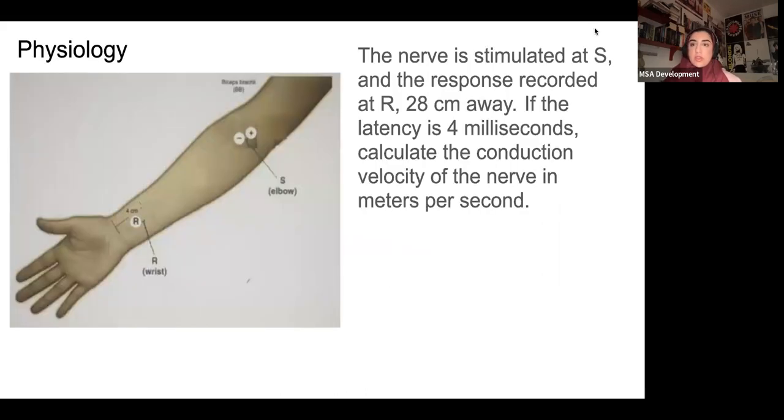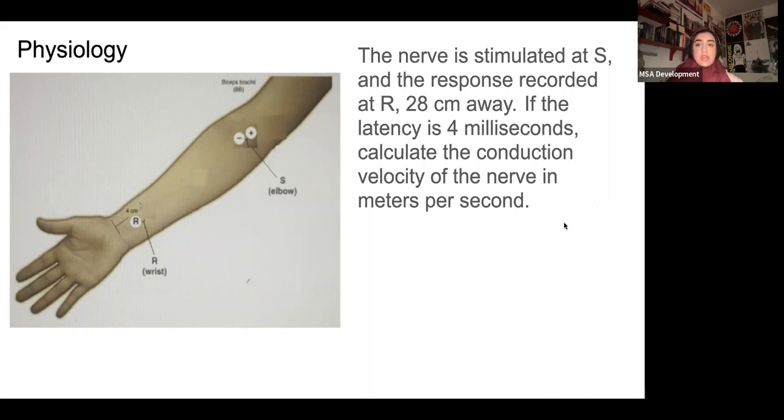Okay. So the first question over here is a physiology question. While a lot of people forget that physiology is actually an important aspect of the exam, it's not as many questions, but it will come up. Over here we have a diagram, and we can see two things on the arm. We'll say that this is about nerve stimulation. The nerve is stimulated at point S over here, and the response is recorded at R, around 28 centimeters away. If the latency is 4 milliseconds, calculate the conduction velocity of the nerve in meters per second.